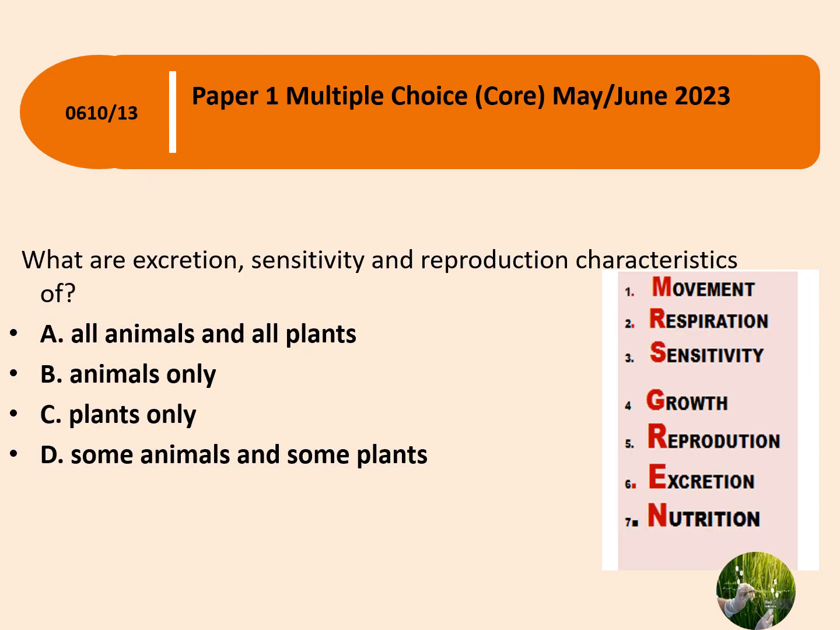May June 2023. The question is, what are excretion, sensitivity and reproduction characteristics of? A. All animals and all plants, B. Animals only, C. Plants only, D. Some animals and some plants. So the answer is A, because they are the three life processes of all animals and all plants.